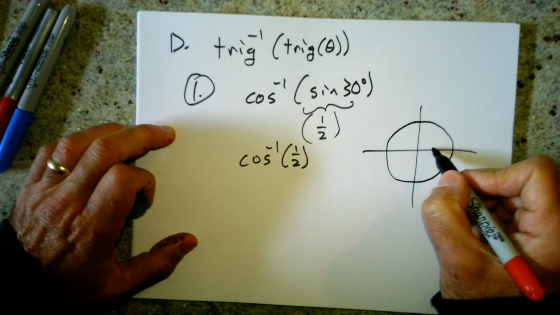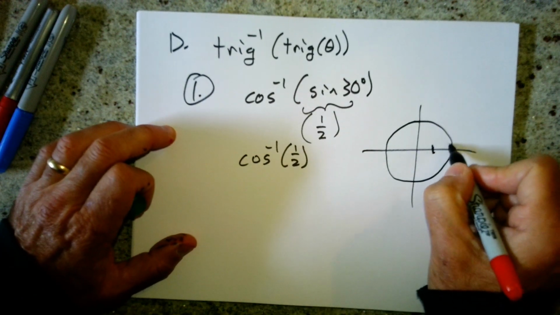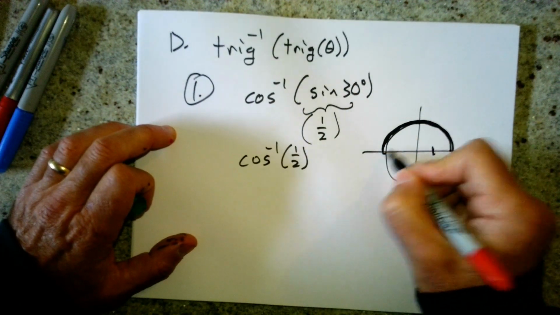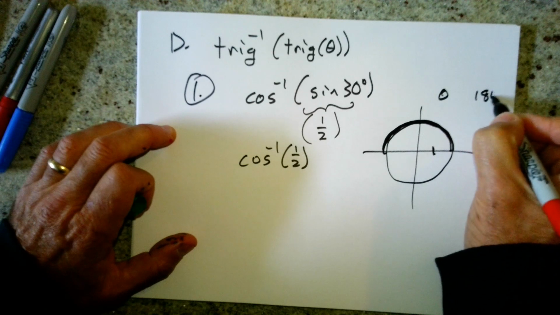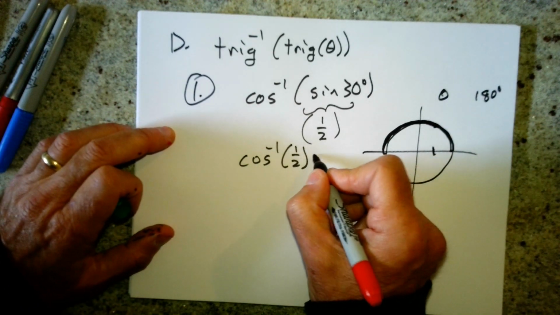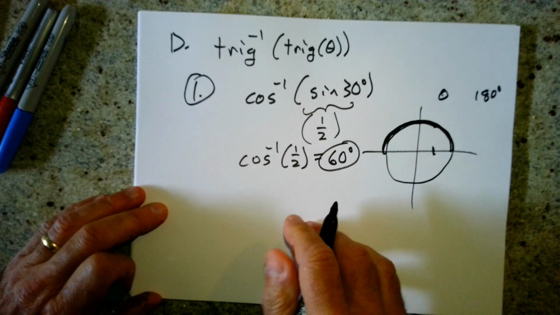So 1/2 would be here on the x-axis because we're talking about cosine. We go up or down, but remember we learned that inverse cosine has its range restricted to 0 to 180 degrees. It wears a hat. So we go up to here, and we get 60 degrees. So the answer to this first one is 60 degrees.